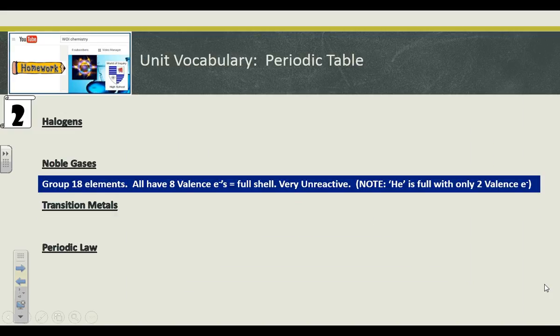So noble gases are the group 18 elements. They all have 8 valence electrons, which equals a full shell. This also makes them very unreactive, very much like the nobles. They don't want to mess around with us peasants much. They stay up in their castles. All right, the only exception here is helium, He, which is full with only 2 valence electrons. That is because the s orbital can only hold 2, so he is full with 2 valence electrons, just like everybody else is full with 8. Okay, so he's the exception. Helium is full with just 2, so make sure we know that.